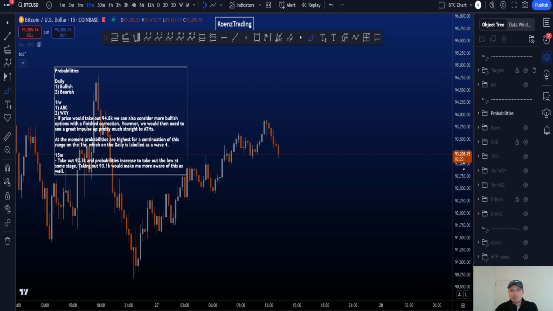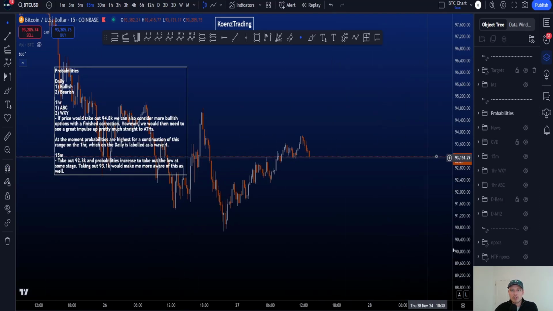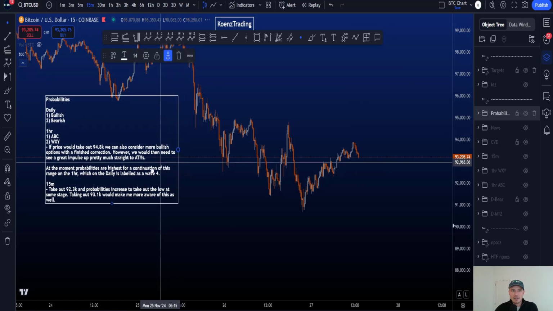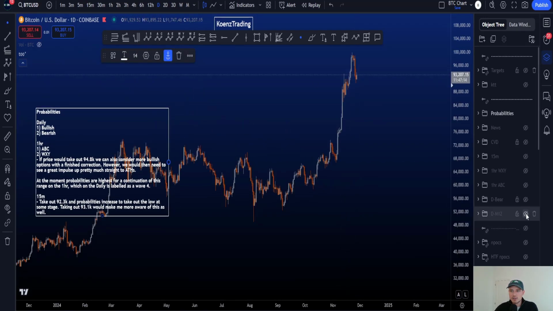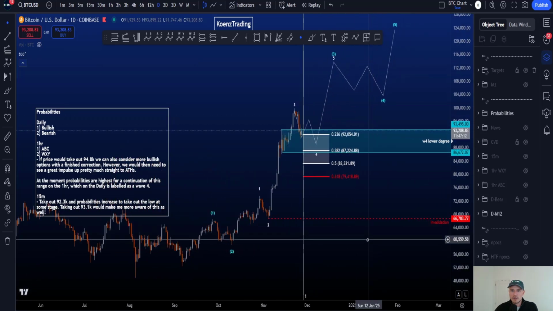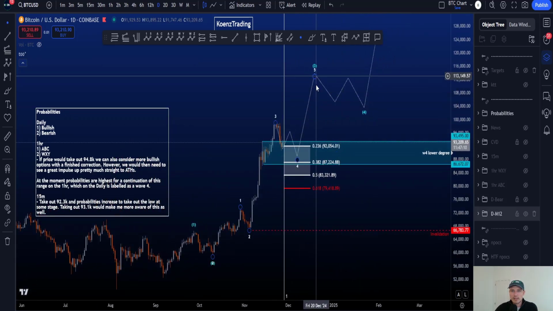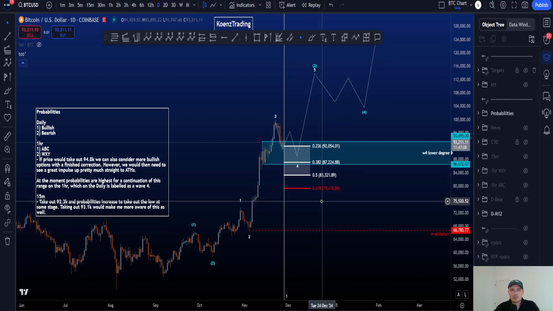And if we then look at the probabilities of the different scenarios, then on the daily time frame, the probabilities are higher for the bullish scenario compared to the bearish one. So here we go. We are looking for wave 4 and then a continuation of the bull market. So in other words, bullish, right? We're looking for price to move up on the higher time frame.